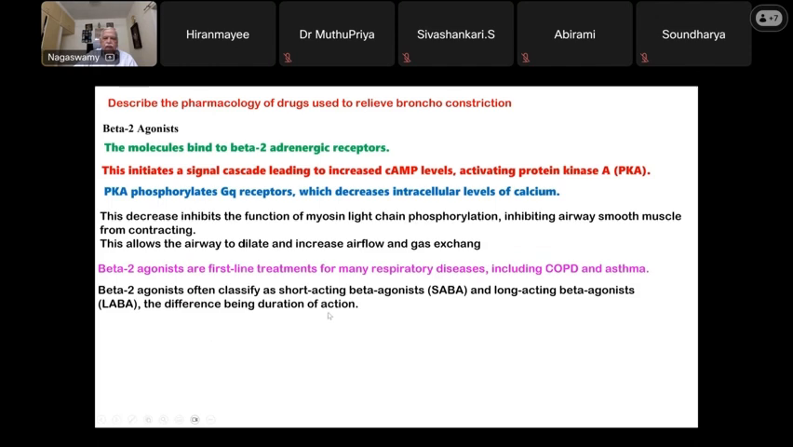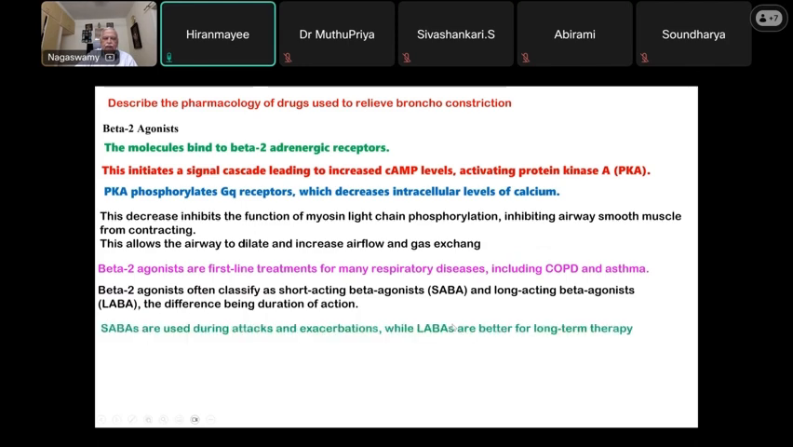They are classified into two groups, short acting and long acting. So short acting beta agonists are called SABA, and long acting, LABA. When do you use short acting? When do you use long acting? Acute episodes short acting, and for maintenance doses long acting. Fantastic. Exactly the same words I have written. SABAs are used during attacks and exacerbations, LABAs for long-term therapy.